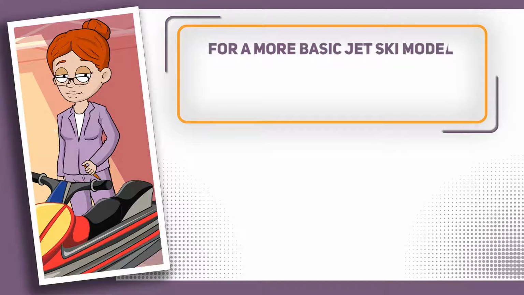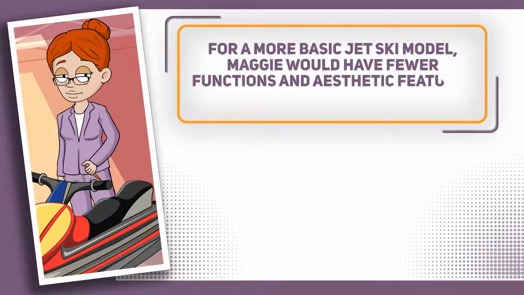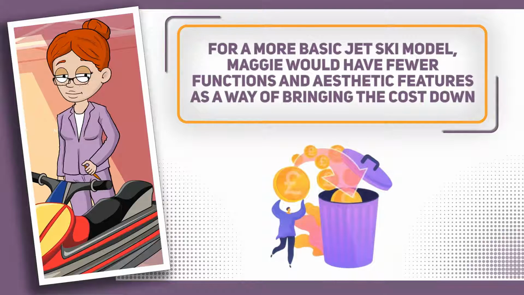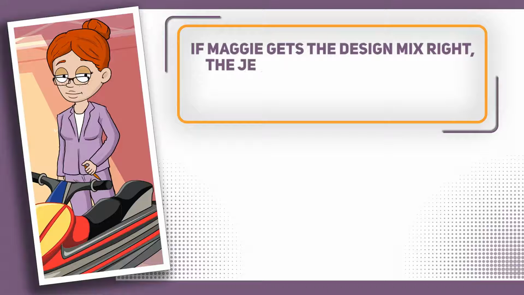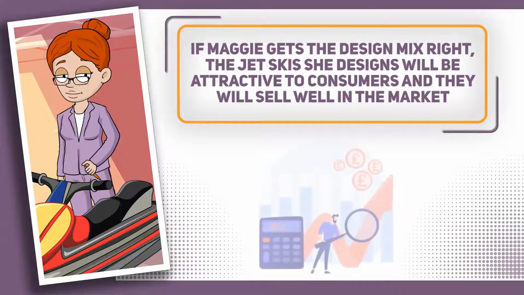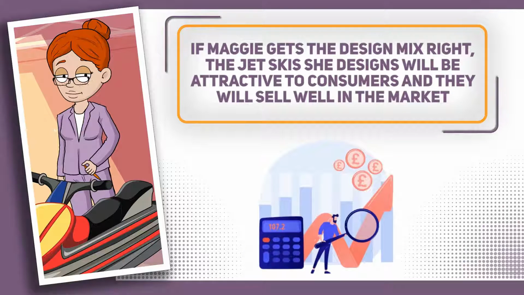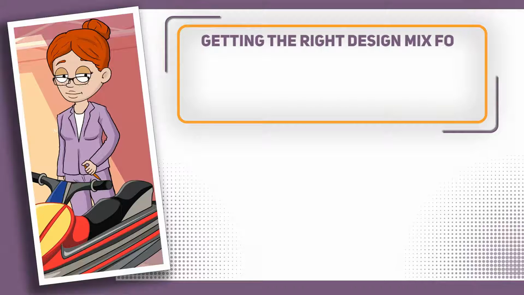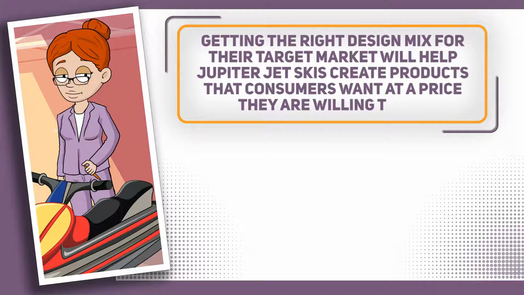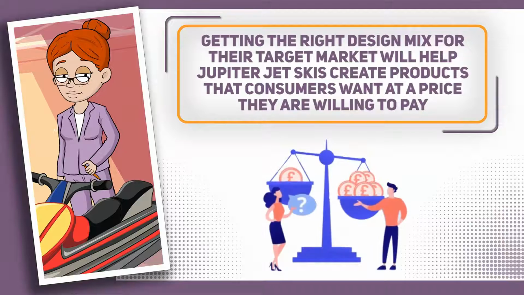For a more basic jet ski model, Maggie would have fewer functions and aesthetic features as a way of bringing the cost down, in order to meet the needs and wants of a different market segment with slightly different customer expectations. And if Maggie gets the design mix right, well, the jet skis she designs will be attractive to consumers and they will sell well in the market, with a good reputation and a good brand image, leading to customer satisfaction and ultimately customer loyalty. Getting the right design mix for their target market will help Jupiter jet skis create products that consumers want at a price that they're willing to pay. And this will mean that their products are more likely to be successful and profitable.